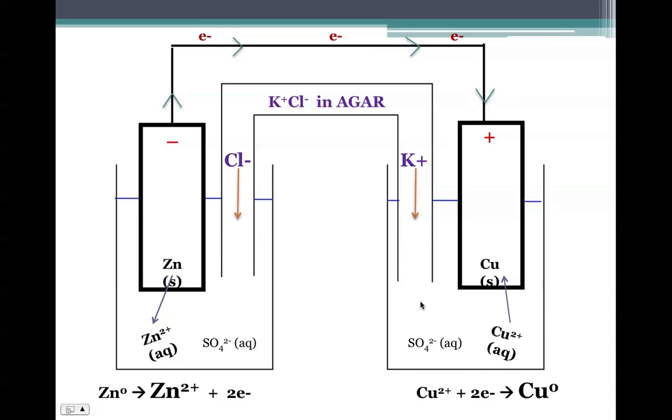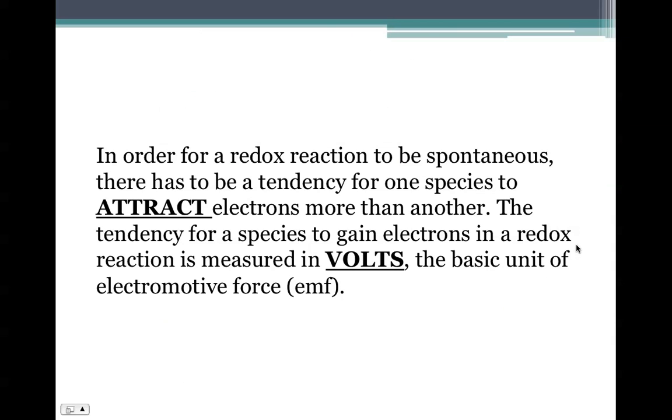So we're going to be looking at how to calculate the voltage that is going to occur in various half cells. And we're also going to do a lab on this, so this is leading up to that. Now, in order for this voltaic cell to work, there has to be a tendency for one species to attract electrons more than another, which we know by using Table J, which one is going to be able to attract those electrons and be reduced compared to what's getting oxidized.